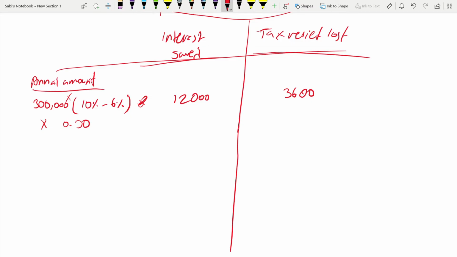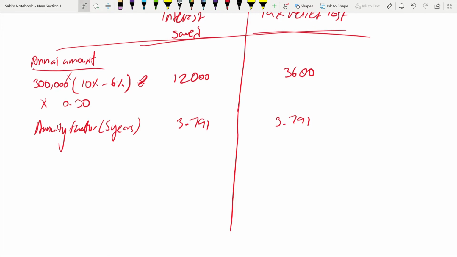Next, annuity factor. When it comes to interest, don't forget the annuity factor for 5 years. It is the same as before, 3.791, for interest also, because interest is also 5 years. Even with the 1 year delay, years 2, 3, 4, 5, 6. So interest and tax relief loss are both 5 years.